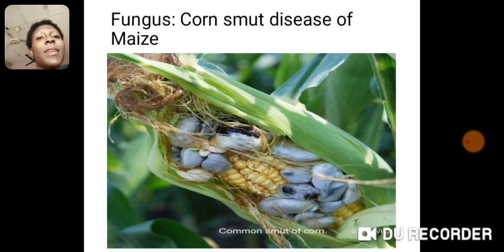It has been infested by a particular fungus species that causes this corn smut disease. So when you see your maize appearing like this, don't eat it again because it is diseased, and the particular name of the disease is corn smut disease.